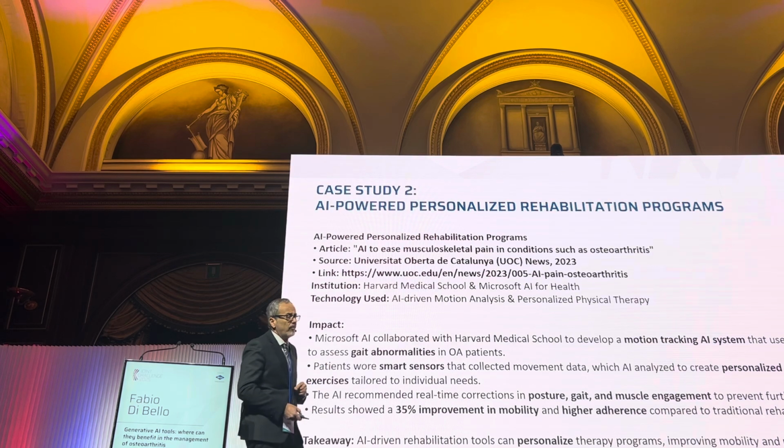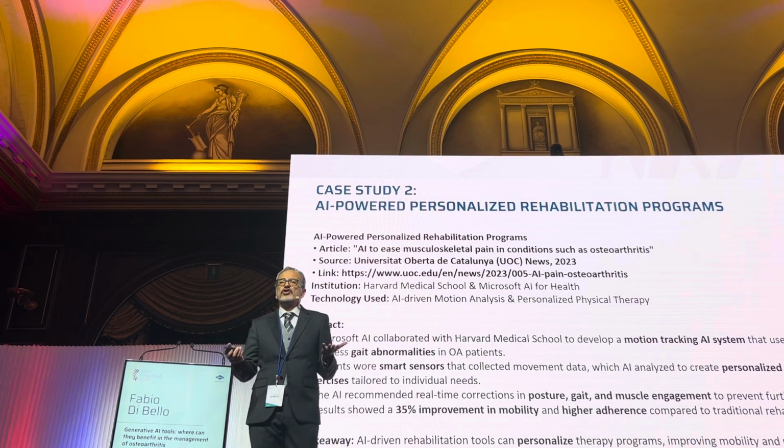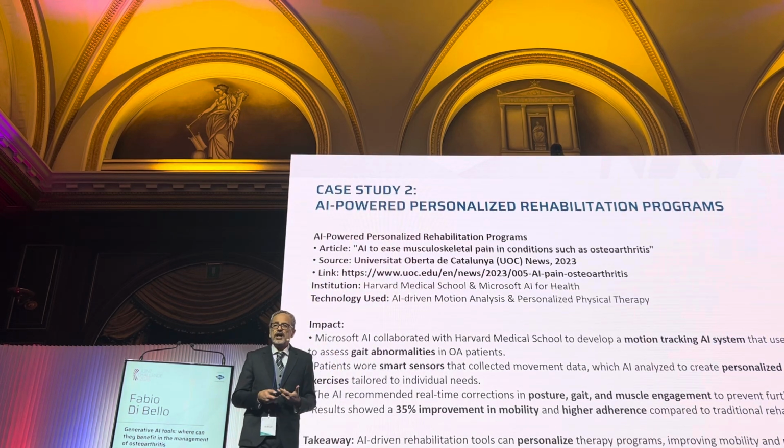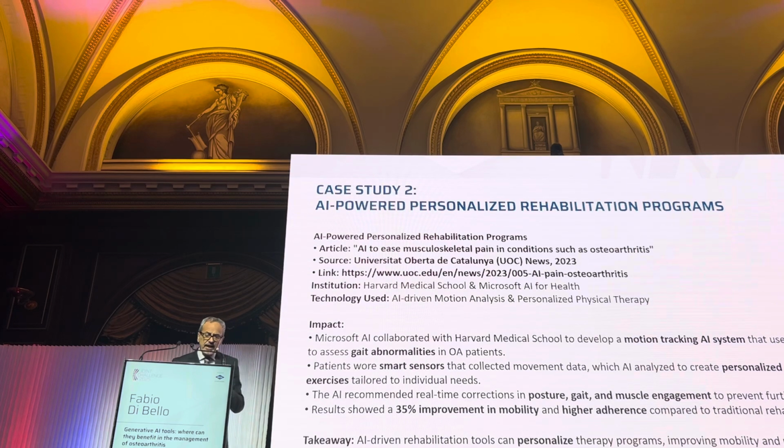That's another example. Now we talk about chatbots, okay? How chatbots can be used for rehabilitation programs. And here there is another study, and by the way, it's coming from Catalonia. We have the professor, Giuseppe. Probably you know about this study, but what happened here is that Microsoft AI collaborated with Harvard Medical School to develop a motion tracking AI system that uses computer vision to assess gait abnormalities in osteoarthritic patients.